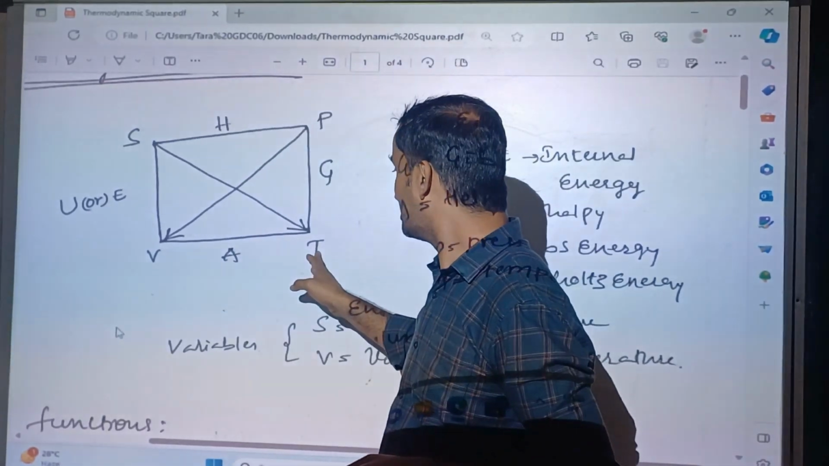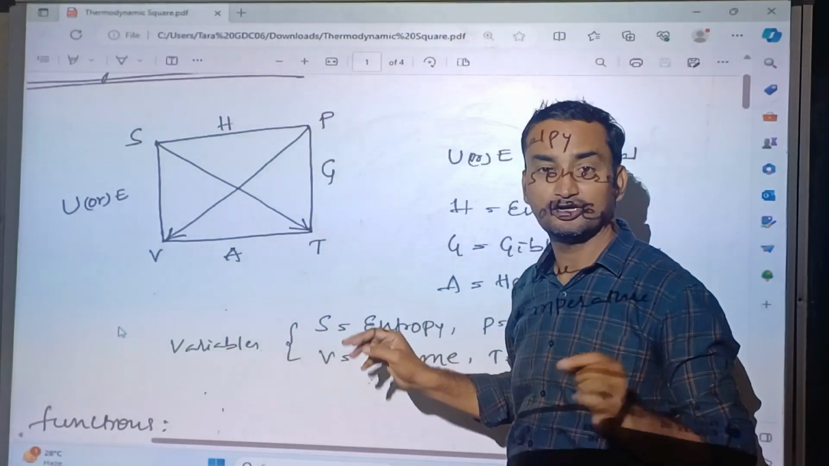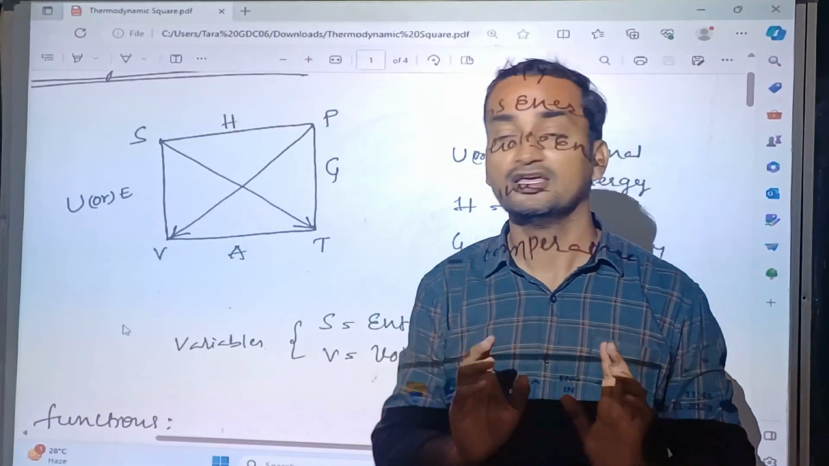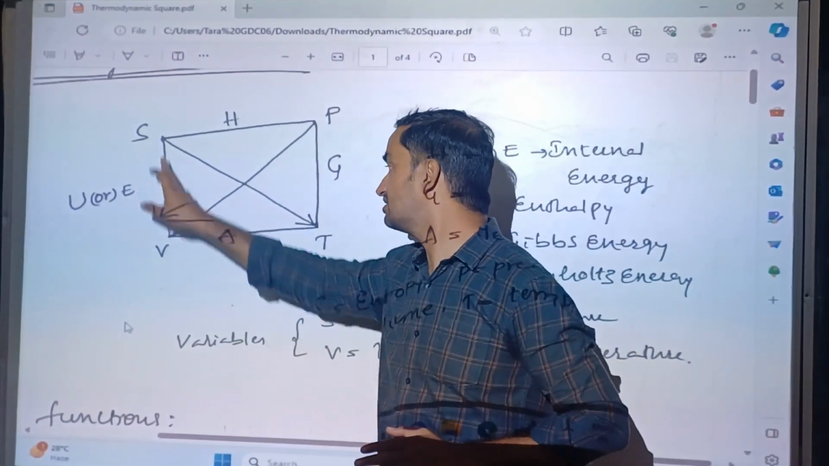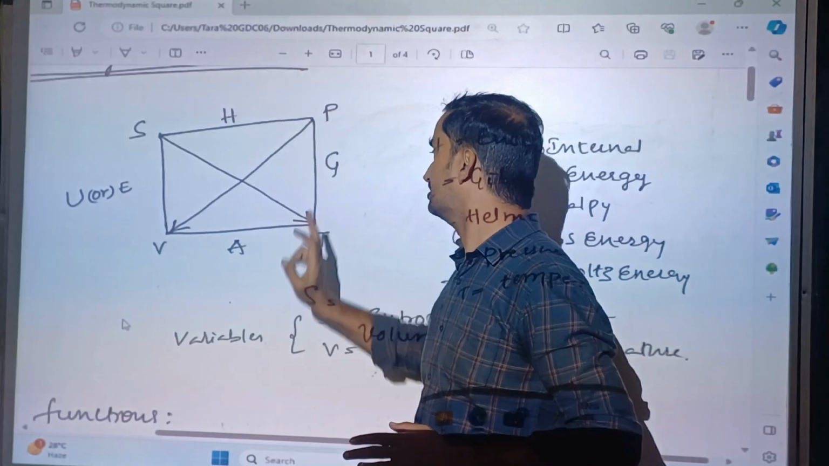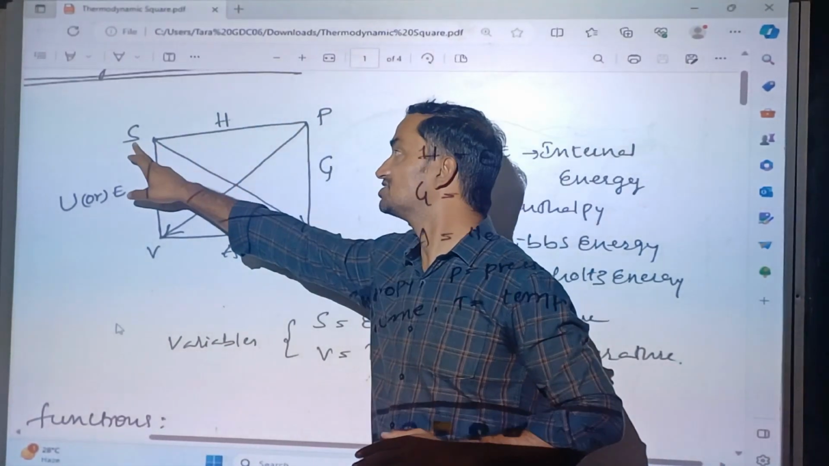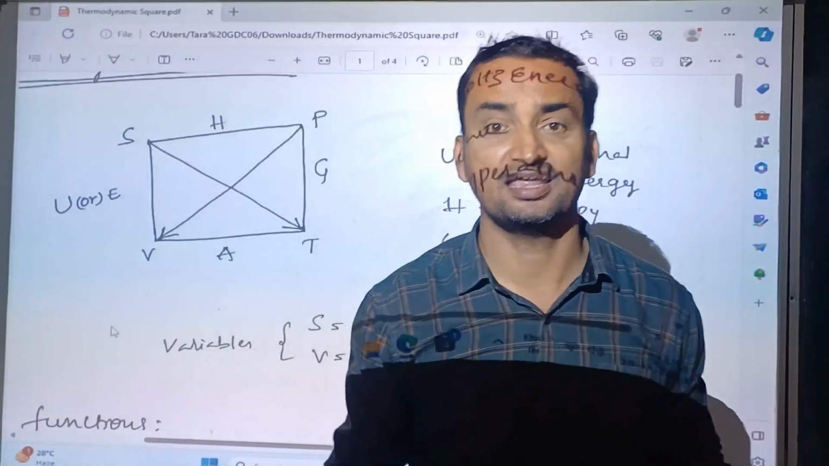Like that, for ∂T/∂P, the arrow mark is again towards T, so minus sign. So both minus signs get cancelled, so that again we are going to get positive. So ∂V/∂S at constant pressure is equal to ∂T/∂P at constant entropy. That is the Maxwell second relation.